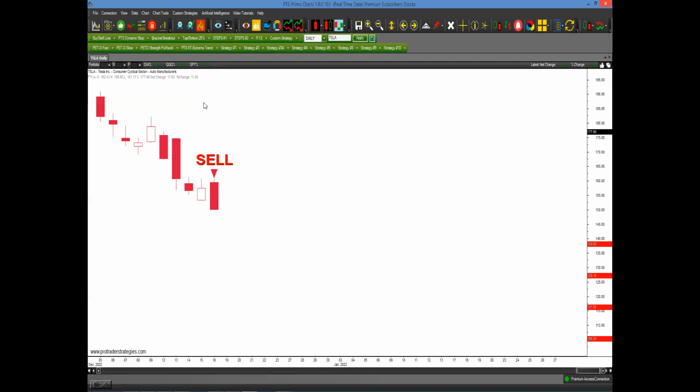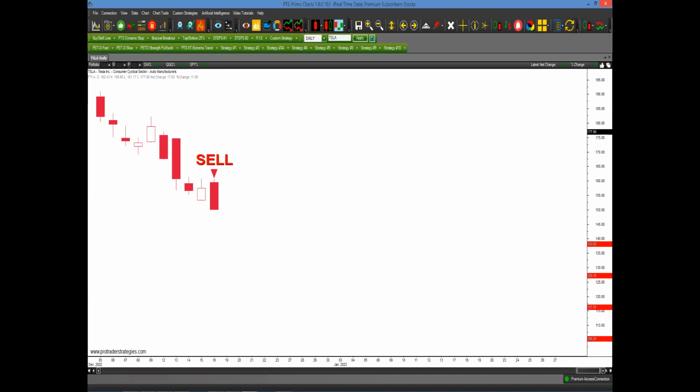Here's another example in Tesla. Now, Tesla has started to firm up, but in December, it was going lower. And as we see with the trend with the PET-D, all the bars are red or outlined red, and then we have a valid strategy number 5 signal. So this is a valid candlestick combo signal, and it's a high probability setup to go short.